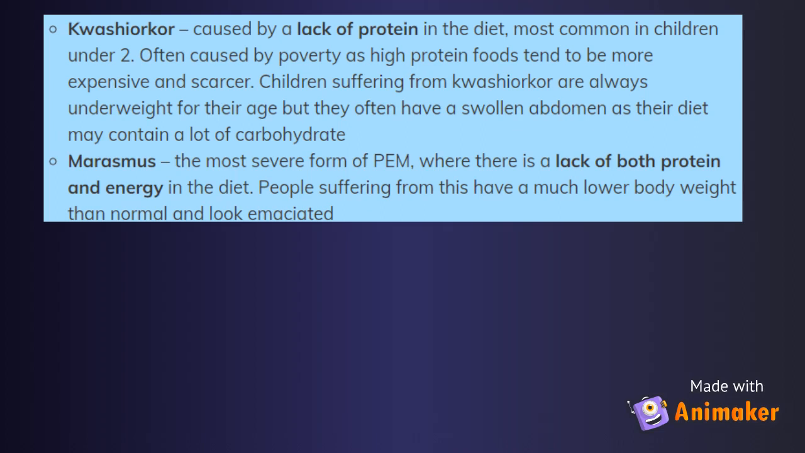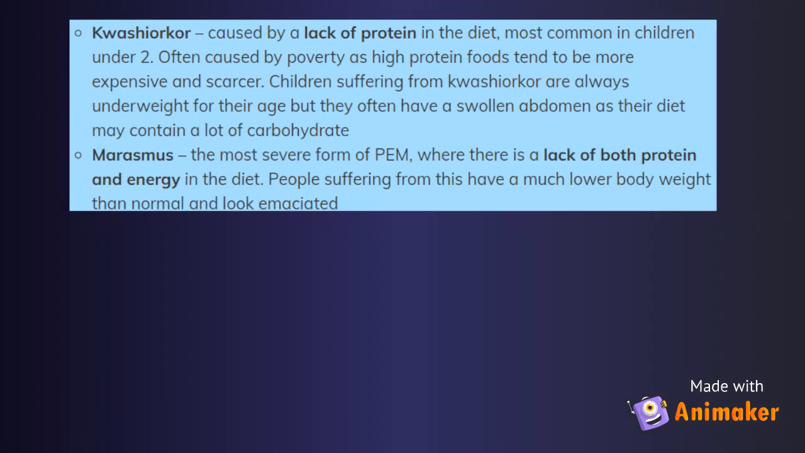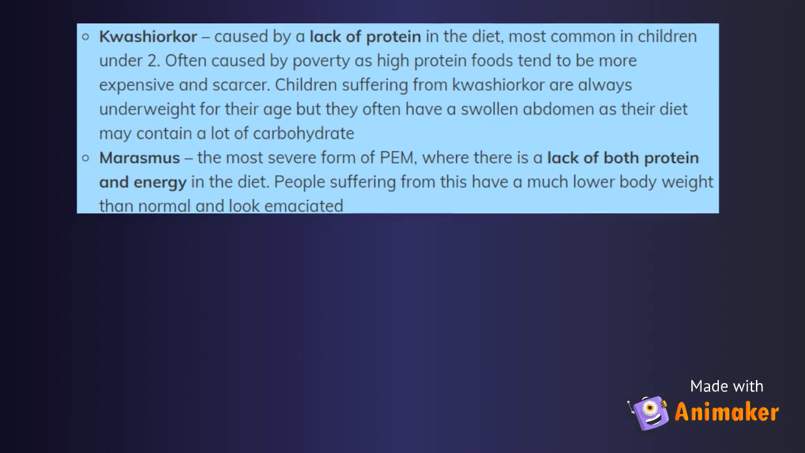The other one is marasmus, and this is the most severe form of protein energy malnutrition. So here there'll be a lack of protein and energy, and people suffering from marasmus will have a much lower body weight than normal.